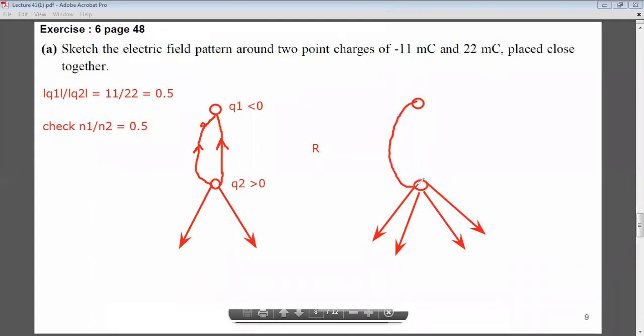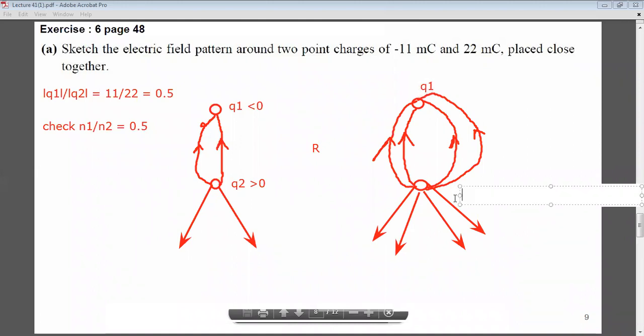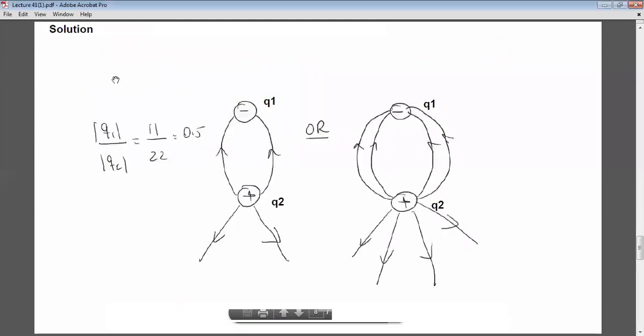And then 4 entering the other one: 1, 2, 3, 4. This way we also have Q1 over Q2 equal to half. This is Q1 and this is Q2. So there are many solutions to this exercise. Okay, let's continue.